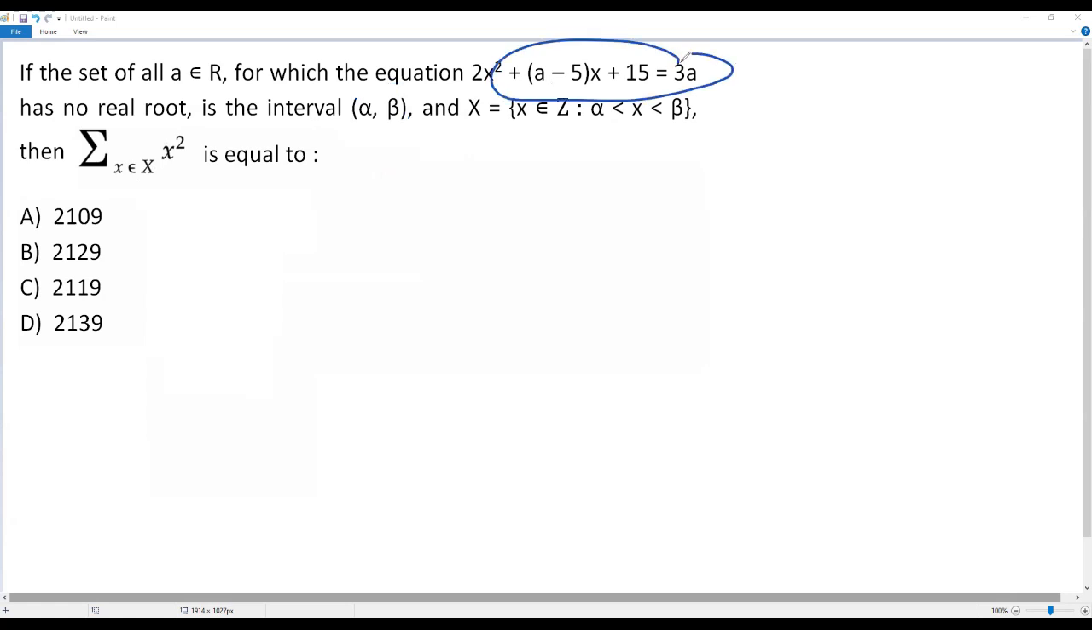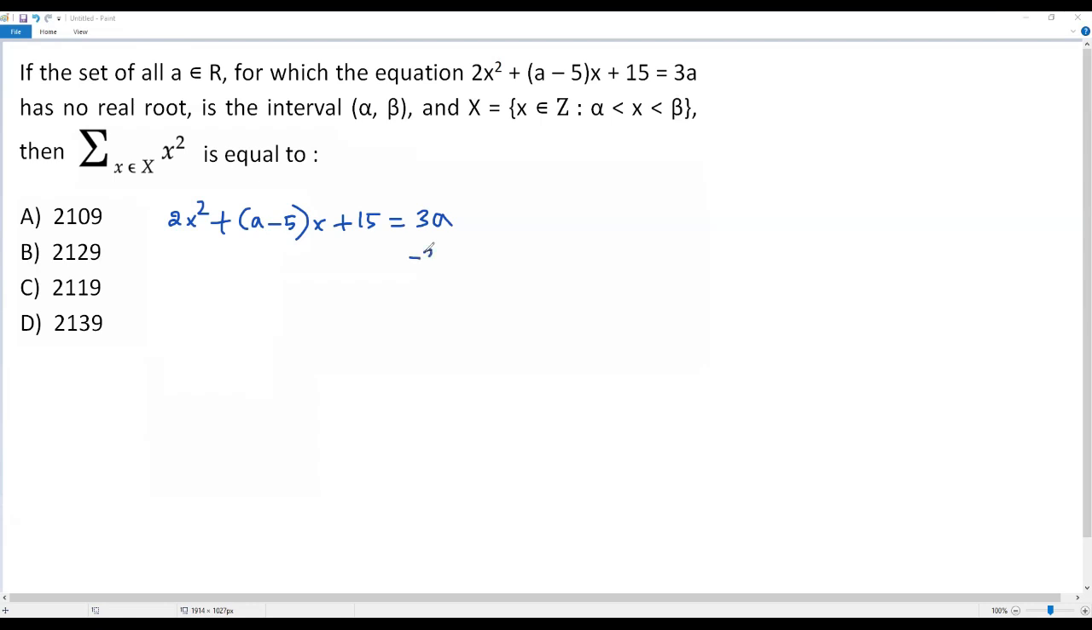Now let me take this quadratic equation as it is. It is 2x² + (a − 5)x + 15 = 3a. Let me subtract 3a from both sides. When I subtract 3a from both sides, the positive 3a and negative 3a cancel out. Then I get 2x² + (a − 5)x + 15 − 3a = 0.